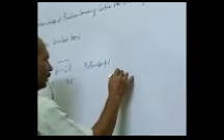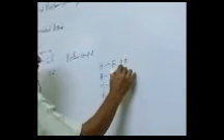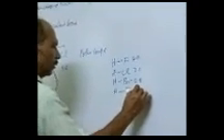Similarly, all these are polar covalent bonds: HF, HCl, HBr, HI. Which one is the most polar and which one is the least polar? 4.0, 3.0, 2.8, 2.5. In all these cases, hydrogen is 2.1.